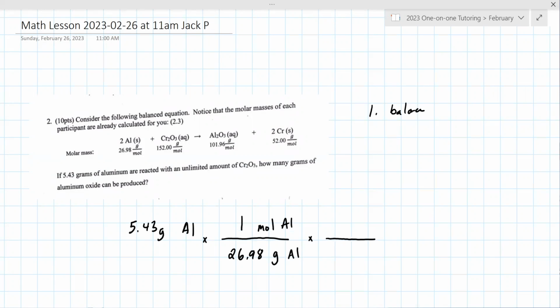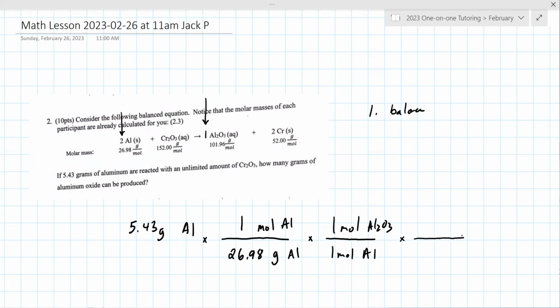So there's 2 moles of aluminum for 1 mole of aluminum oxide there. You should show it: 1 mole Al2O3. And this is the main conversion. You have to get everything into moles, basically, in chemistry. I don't really know why, but that's what they do.